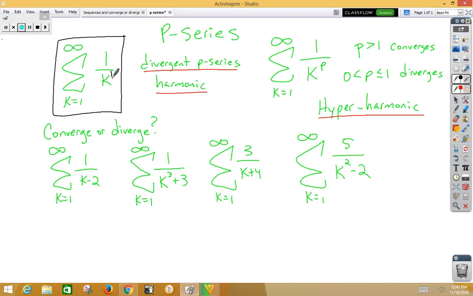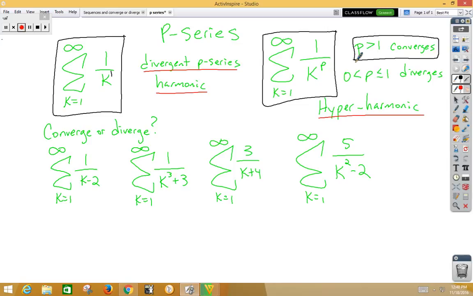In the second example, now we've got the same thing, only now we have some unknown power p for k. If p is greater than 1, then your series is going to converge. That's because the fraction is going to get smaller and smaller if your exponent's greater than 1.